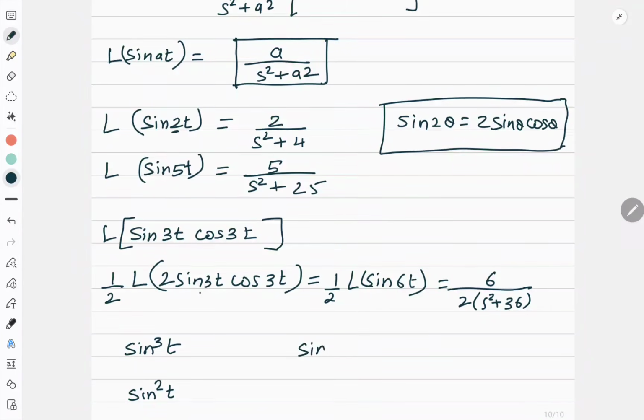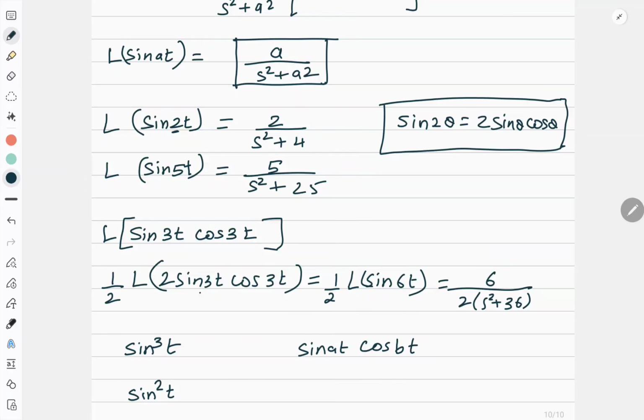Same way, if you have sine at and cos bt, I can solve it by the formula of 2 sine a cos b. Same way, sine a sine b. So all these trigonometric formulas are required to do the question. I will discuss all the formulas later on. Right now, let us first finish the derivation of all the formulas.